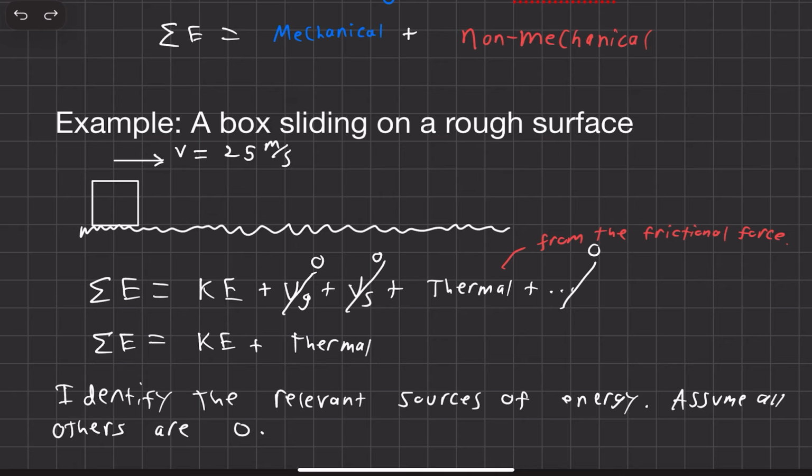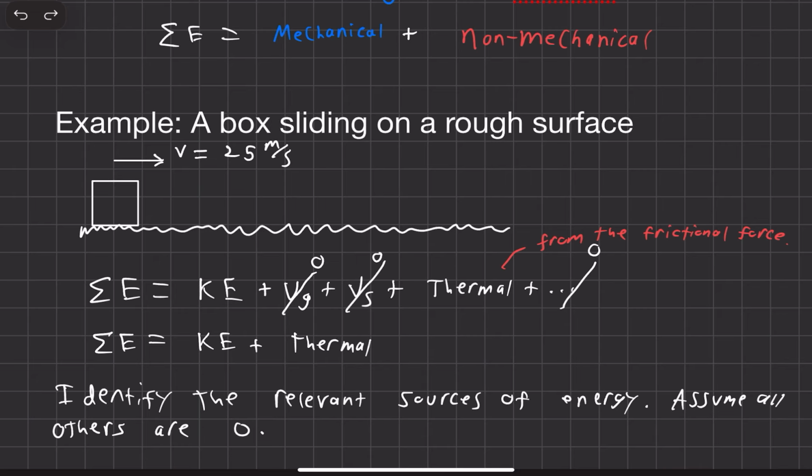So you've got a box sliding on a rough surface. We're going to identify all the different sources of energy this could have. So a box sliding on a rough surface, it's going to have kinetic energy because it is moving, and its gravitational potential energy is probably going to be 0 because we're just going to declare this to be h equals 0. Our starting height is 0 meters, and so it makes sense to put that it starts with 0 gravitational potential energy.